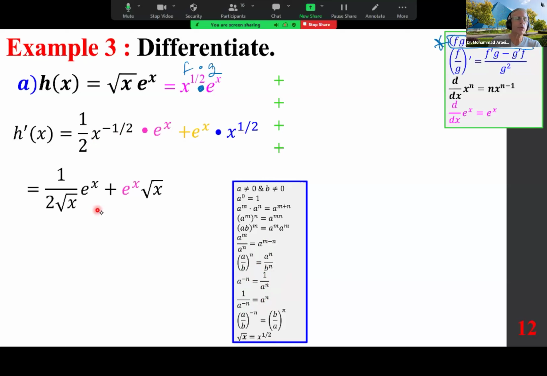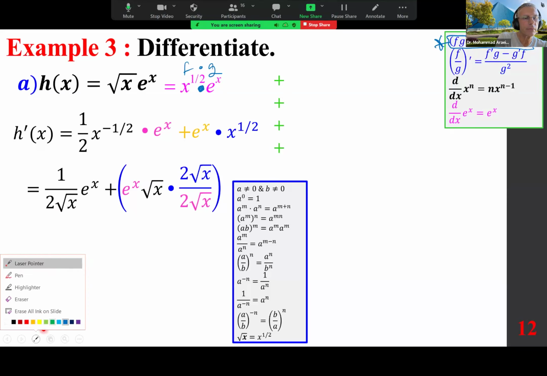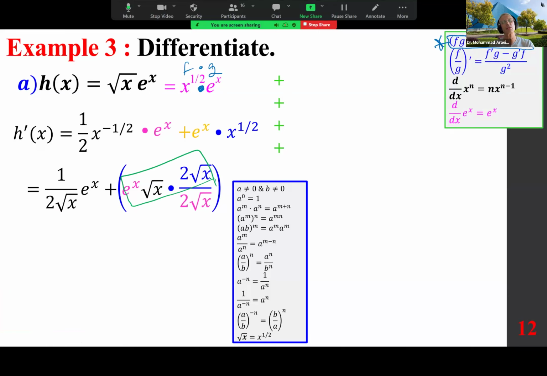We want to put this together, and if we multiply this and divide this by the denominator, we can take a common denominator and factor them out. Notice in the numerator we have this product, e to the power of x square root of x, 2 square root of x. So what we have is really e to the power of x times 2x. That's what we have in the numerator. So this portion is in common. This is the same as e to the power of x over 2 square root of x.